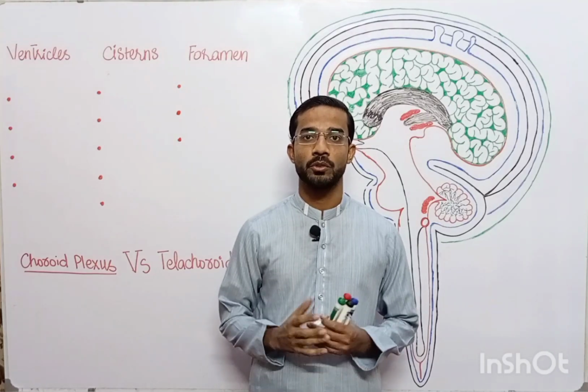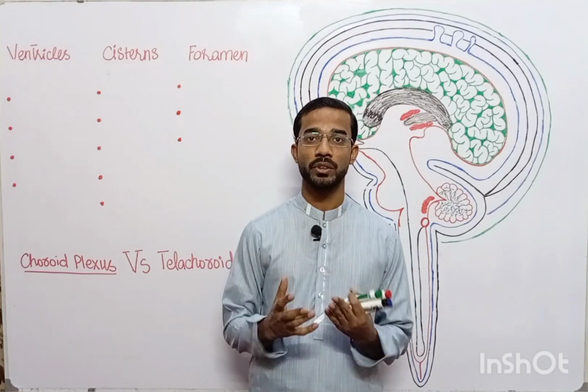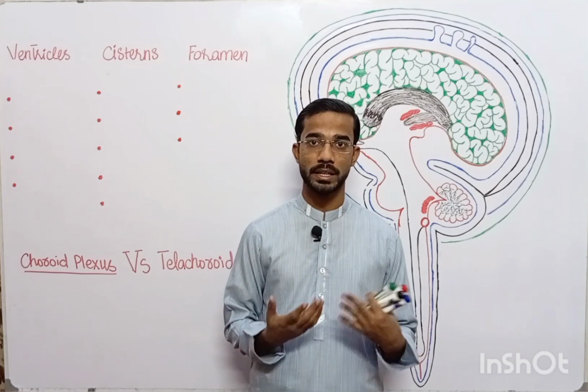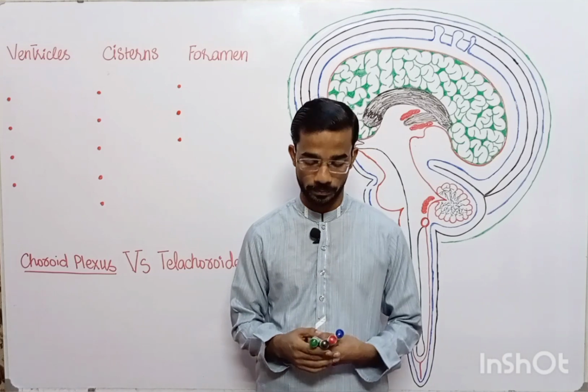Welcome to Lecto. Today we are going to discuss three components of the brain. First one is the ventricle, second is cistern, and third is the foramen.